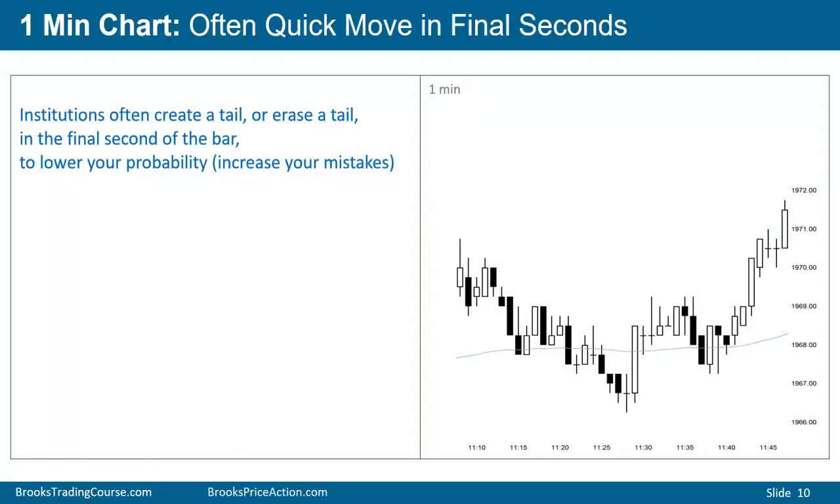Very often, at the very final second or two of a 1-minute chart, for example, the institutions can quickly create a tail, a reversal, or erase a tail. You had a reversal and then it becomes a trend bar in the final second of the bar. For example, look at this bar. It's a strong bear bar closing on its low. We don't know for a fact, but it might have been a bull bar with a one-tick bull body and a big tail below until the final half second, and then it did that in the final half second. And that does not give you much time to think about what to do next.